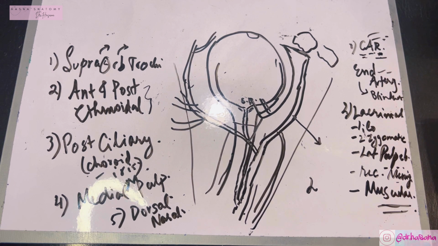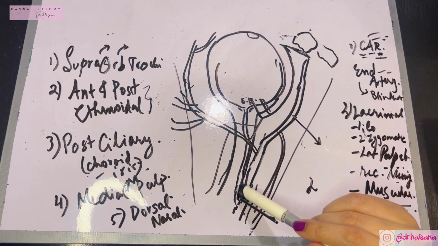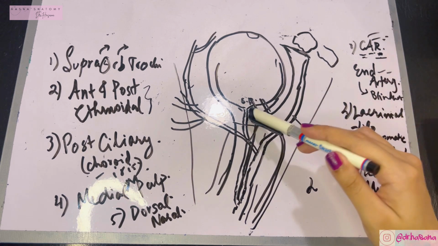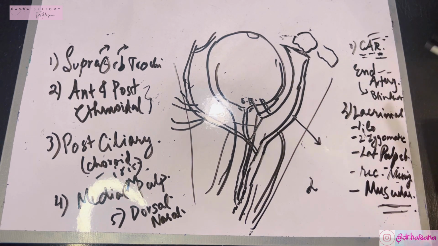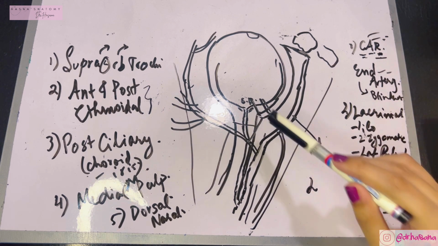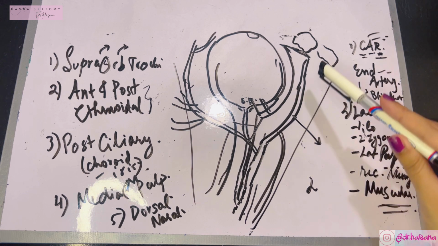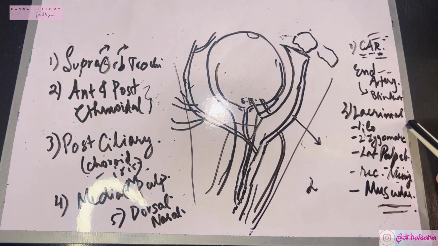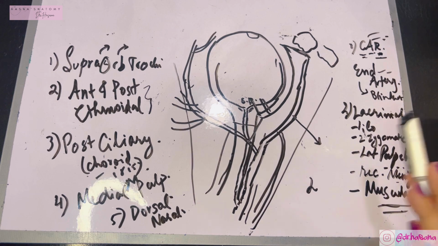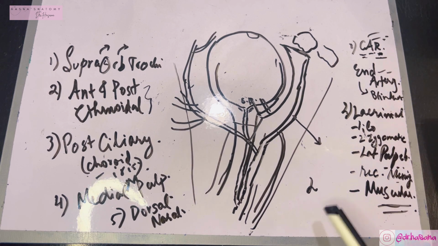Let me go through a revision because that is important. The most important branch that I talked about was the central artery of the retina. It supplied the retina. It was an end artery, so don't forget that it can lead to blindness if any damage occurs. Next, the ophthalmic artery gave a lateral branch called the lacrimal artery. This gave further branches for the lacrimal gland, some muscular branches for the orbit, the recurrent meningeal that goes back into the cranial cavity, lateral palpebral branches for the lateral part of the eyelid, and two zygomatic branches.